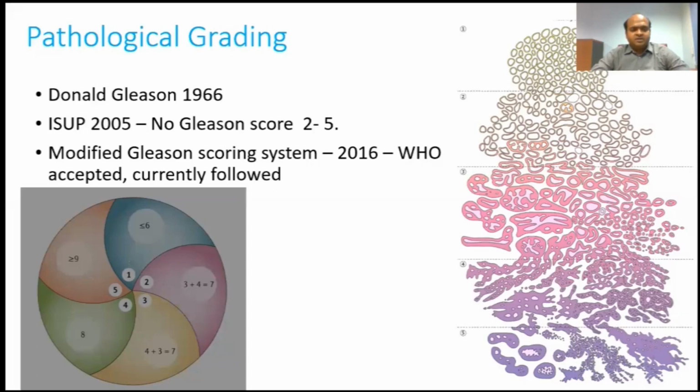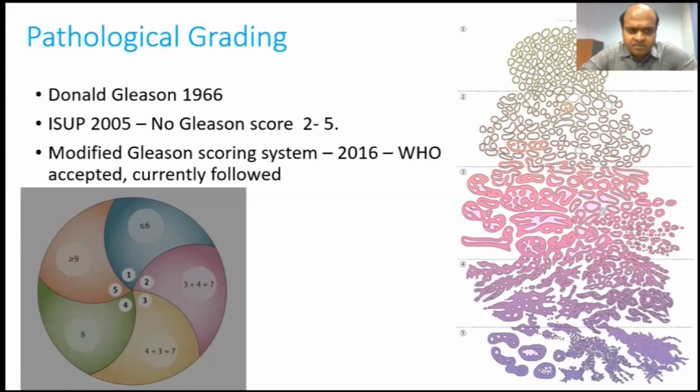Coming to pathological grading of prostate cancer, the pathological grading of prostate cancer was first described by Donald Gleason in 1966, and subsequently the International Society of Urological Pathology standardized it in 2005, and they described the Gleason grade from 2 to 5 so far as prostate cancer pathology is concerned. Grade 1 is the most well differentiated prostatic gland, which is not cancerous. So 2 to 5 is from well differentiated to very poorly differentiated prostate cancer.